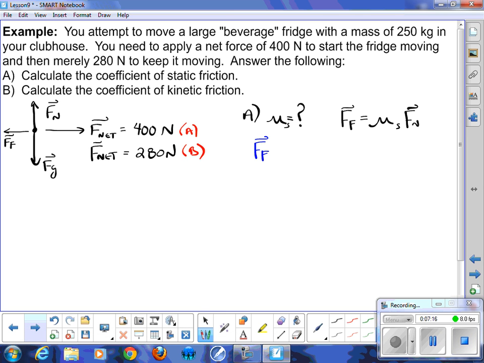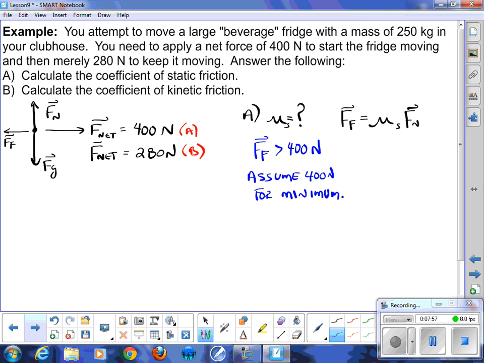has to be, if we're going to get it moving, the minimum amount is a little bit bigger than 400. So if we assume 400, it's going to be our minimal amount. It really should be greater than or equal to 400 to get it started. So how about we do this? Force due to friction is greater than 400. We're going to assume 400 newtons for minimum, because if you go 400.0001, this fridge is going to move.